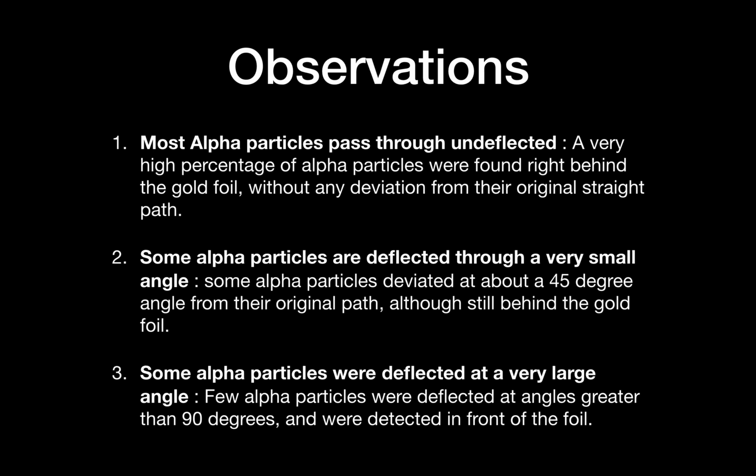Some alpha particles are deflected by a very small angle, about 45 to 60 degrees or so. So they're deflected, or deviated, by a very small angle, and were still found behind the gold foil. The third observation was that some alpha particles were completely deflected from their path, greater than 90 degrees. So it was as if they had struck against something and completely bounced back, and therefore they were found in front of the foil instead of behind the gold foil like the other alpha particles.